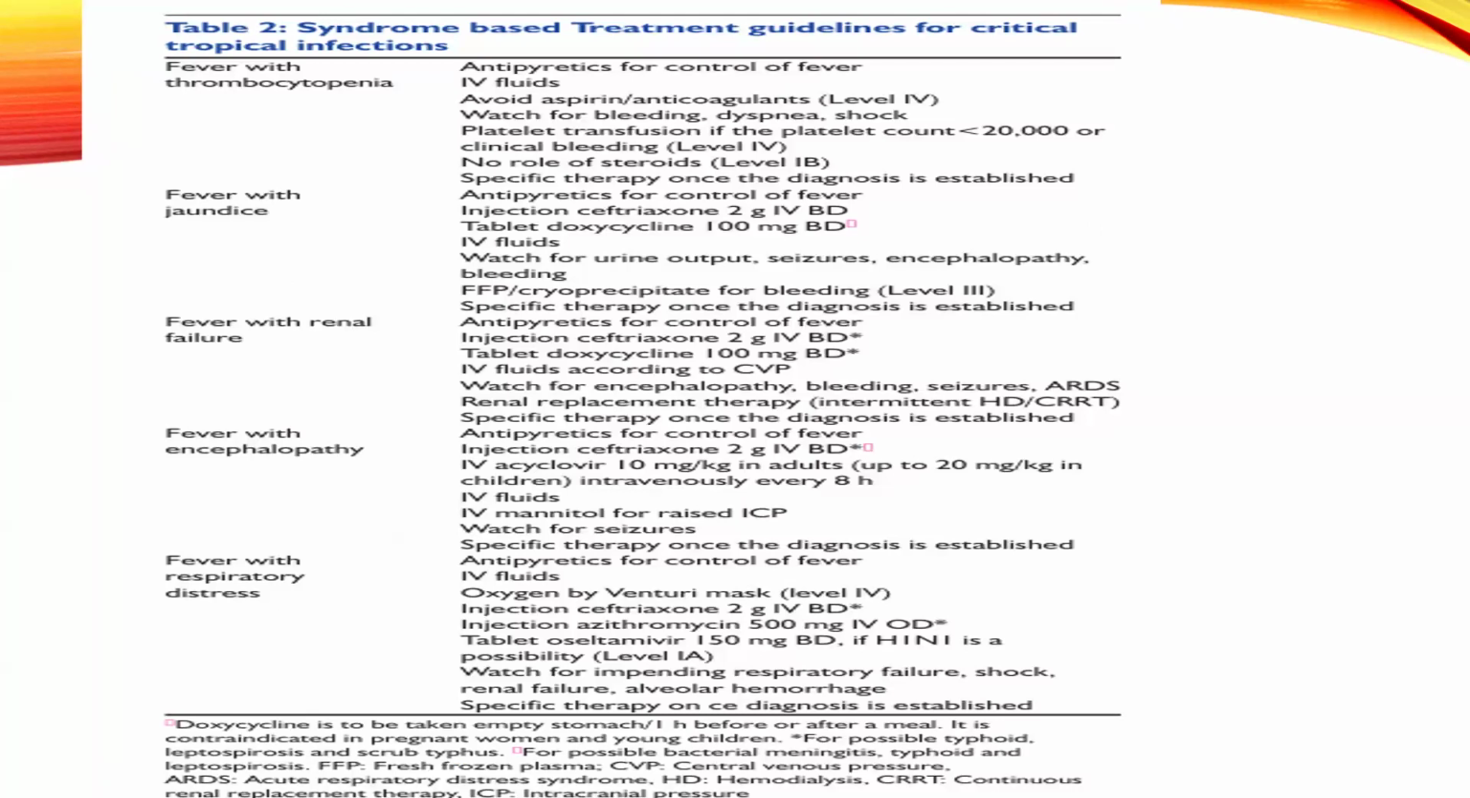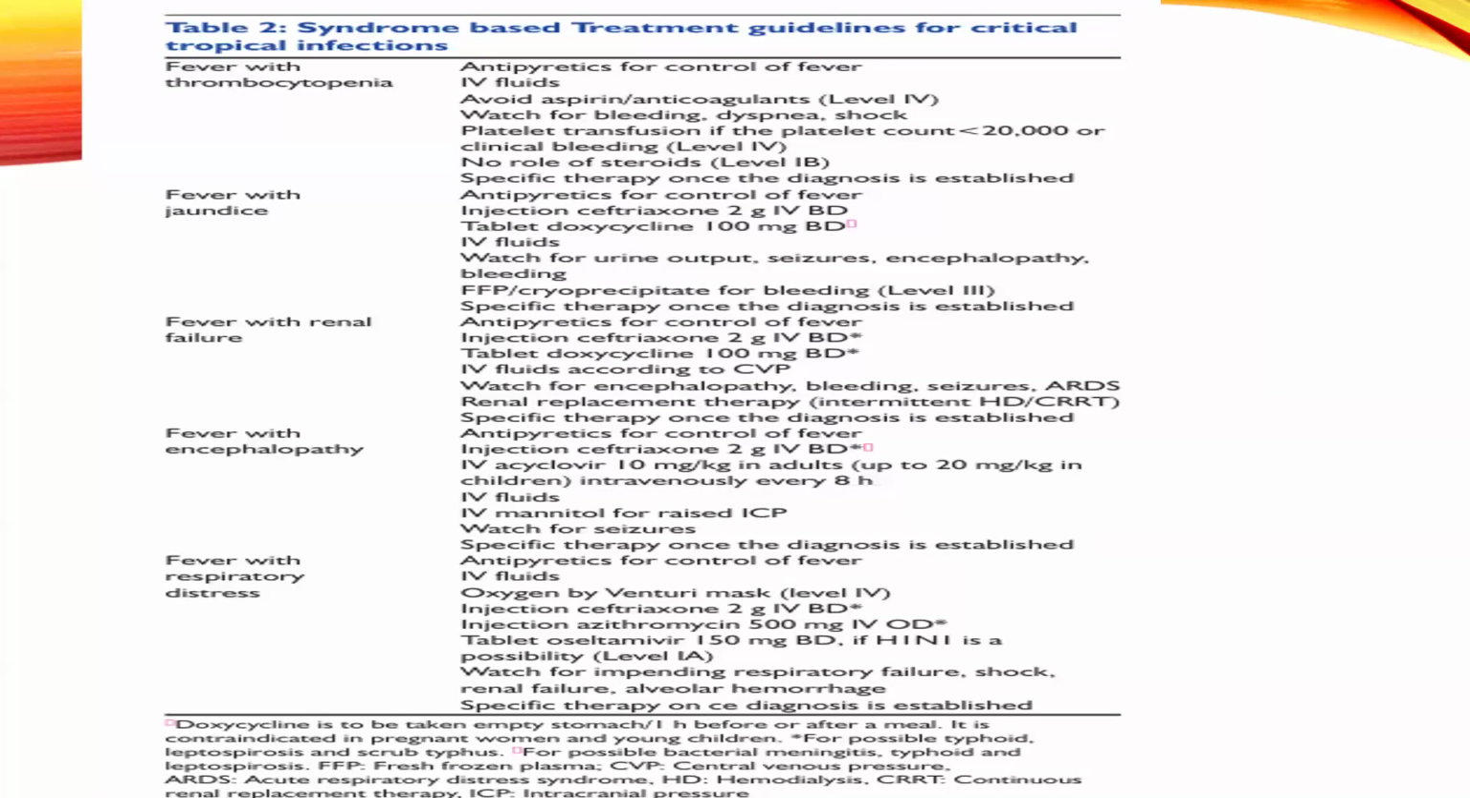We can give IV fluids, stop all the antiplatelets, anticoagulant, watch for bleeding. Consider platelet transfusion if the platelet count is less than 10,000, and if it is less than 20,000 with bleeding, there is no role of the steroid.